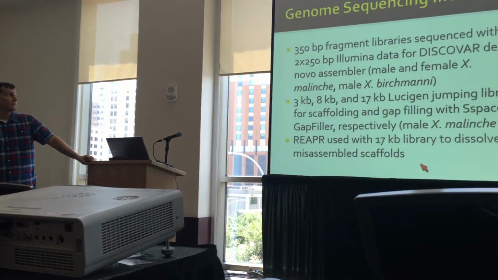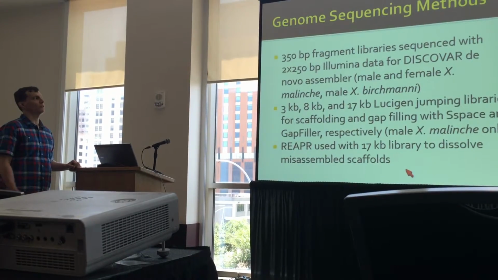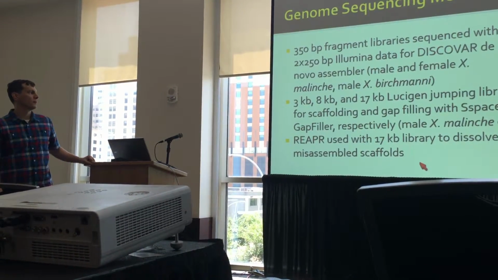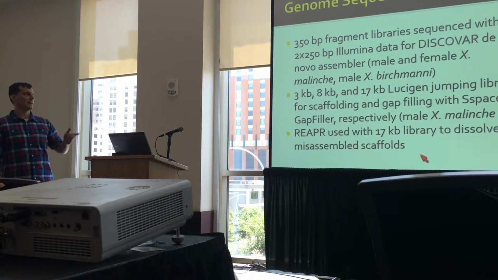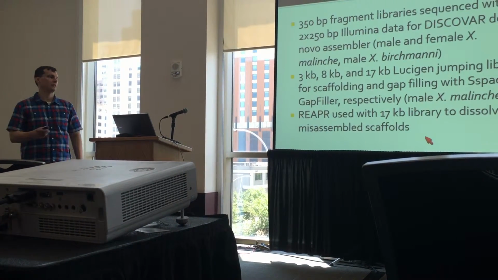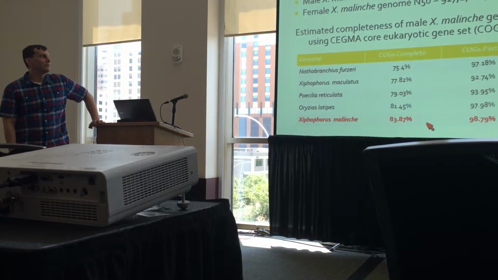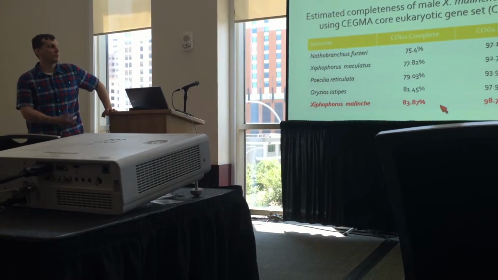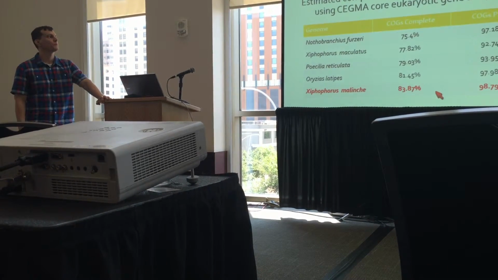So we sequenced a male and female malinche and a male birchmanni. We used Discovar de novo. It's a pretty good program. If you're curious about that, talk to me afterwards. We scaffolded it with some jumping libraries, and we basically just did this scaffolding, gap filling, breaking of misassemblies process 3 or 4 times until the N50 started to plateau. So the male genome has an N50 of 800 kb. The female genome's a little better. And they're both close to the estimated genome size for this entire genus, which is about 750 megabases.